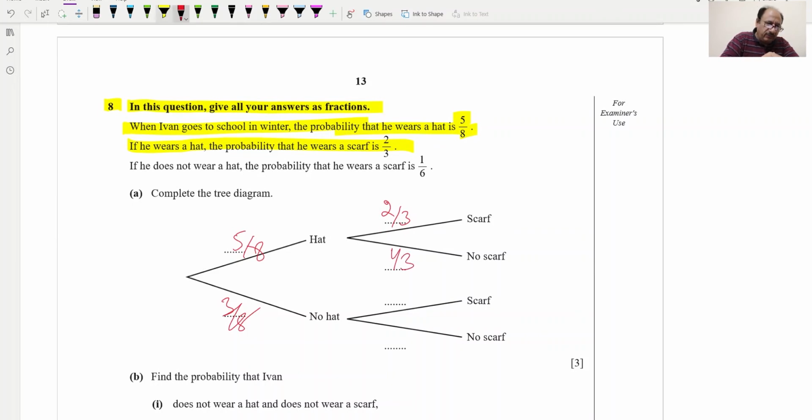And if he does not wear a hat, on this side, the probability that he wears a scarf is 1 by 6. So 1 by 6 will be this one. So the remaining will be 5 by 6. So we have completed this tree diagram which was supposed to be done for A part, and this was a 3 marks question which we are done with.